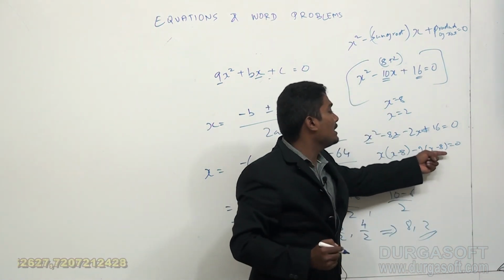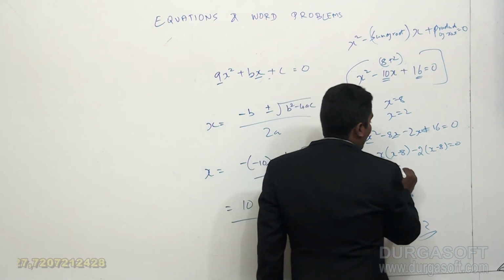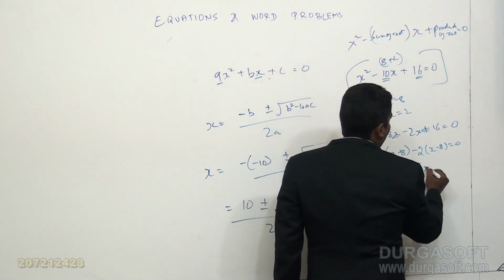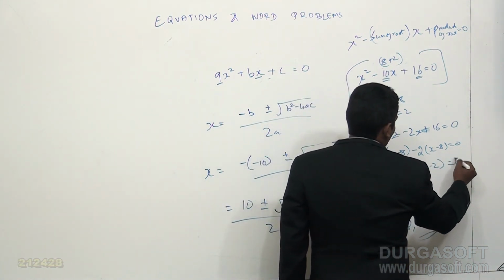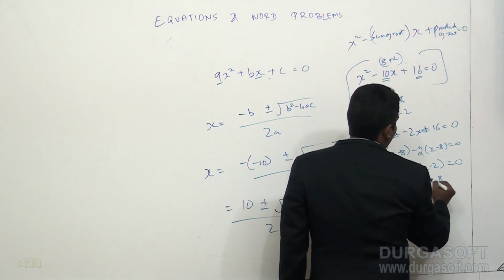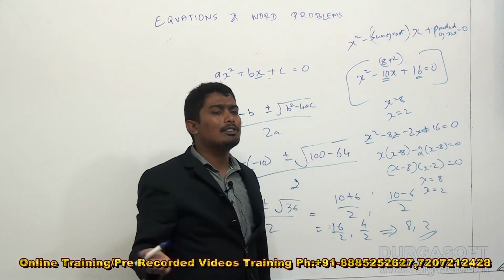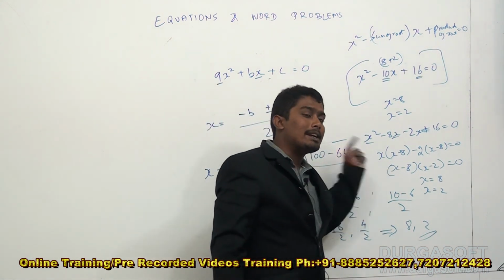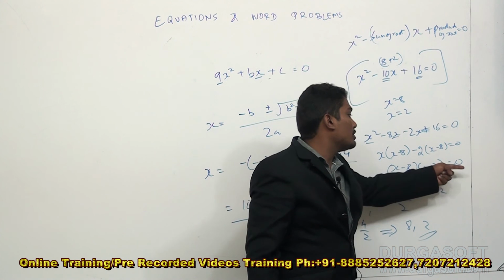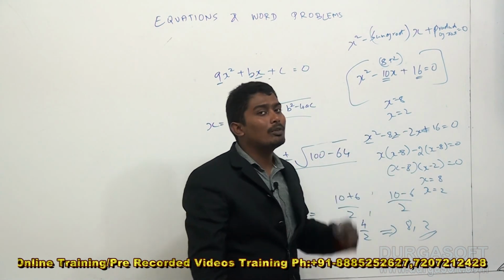Now for both these I can take x minus 8 in common. So I can write x minus 8 into x minus 2 equal to 0. So x is equal to 8 and x is equal to 2. You see here, x minus 8 equal to 0, so the x value could be 8. X minus 2 equal to 0 means the x value could be 2. So this is how I will be solving.